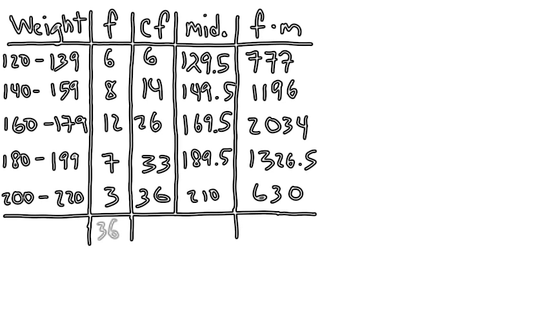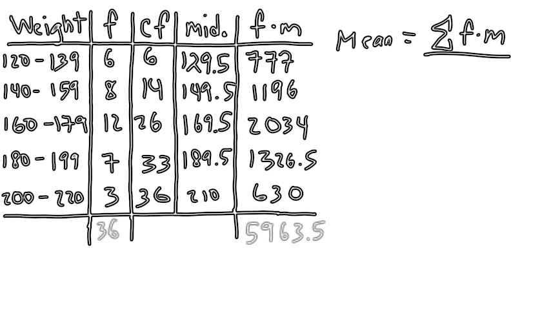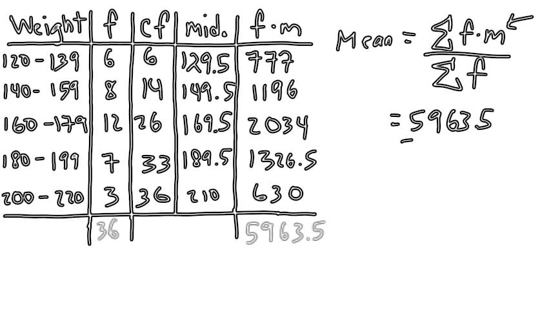So now, let's take the sum of this column. So the sum is going to be, let's use a different color, 5,963.5. So at this point, we can calculate the mean. So it's the sum of the frequency times the midpoint values divided by the sum of the frequency values. So we have this already, that's 5,963.5, and the sum of the frequency values is 36.